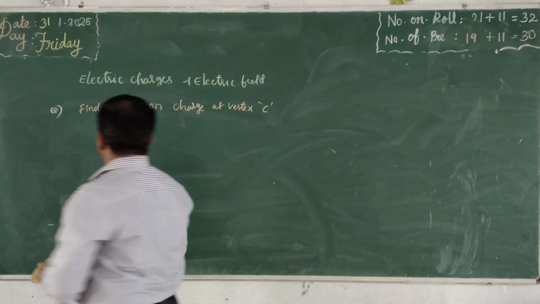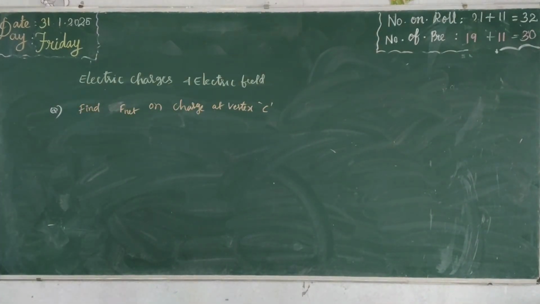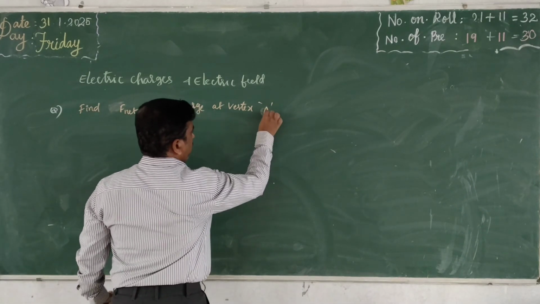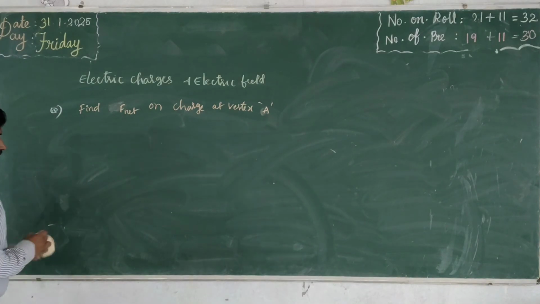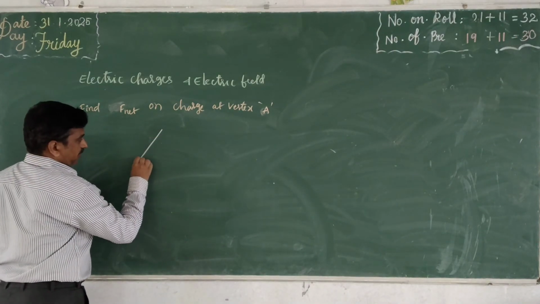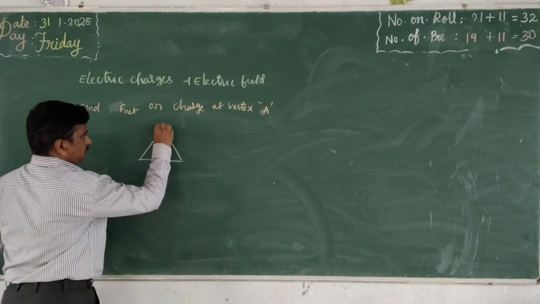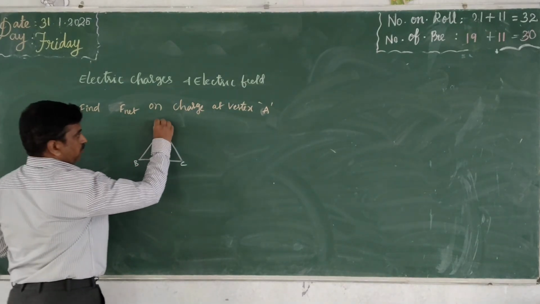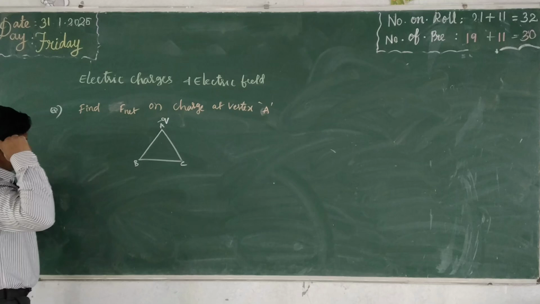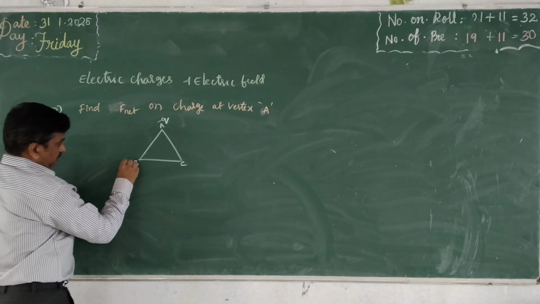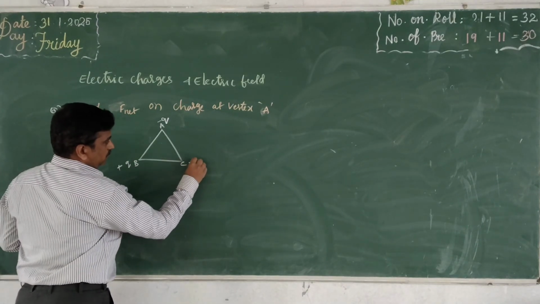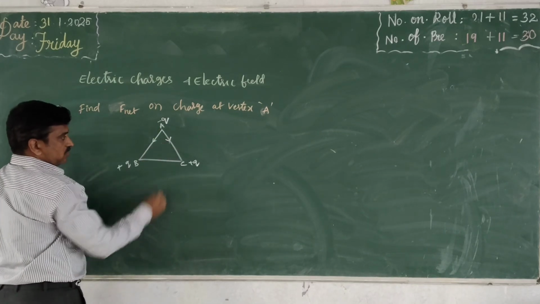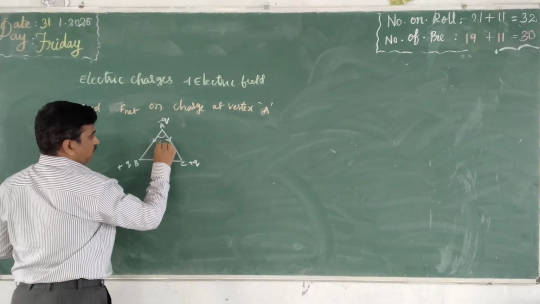For example, find F net on the charge at vertex A. Take this triangle ABC. Here is minus Q, here plus Q, here plus Q. In between these two is this force, and in between these two is this force. The angle here is 60 degrees.